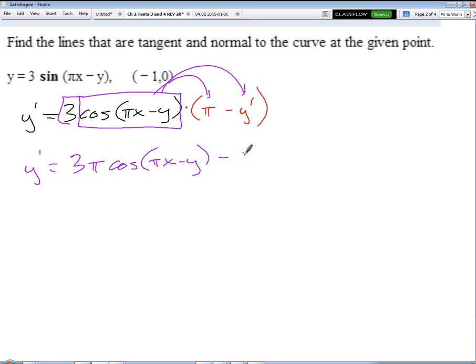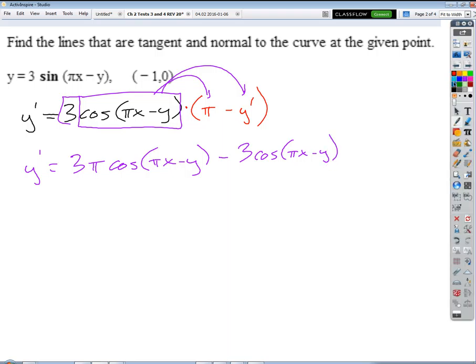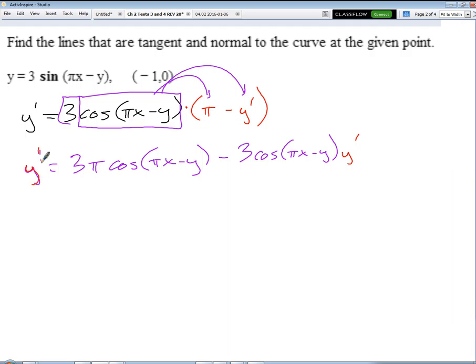minus 3 times the cosine times the y prime. Right? You could still put the y prime between the 3 and the... Yeah, you could. Sure, that's fine. Absolutely. It doesn't matter. Okay.